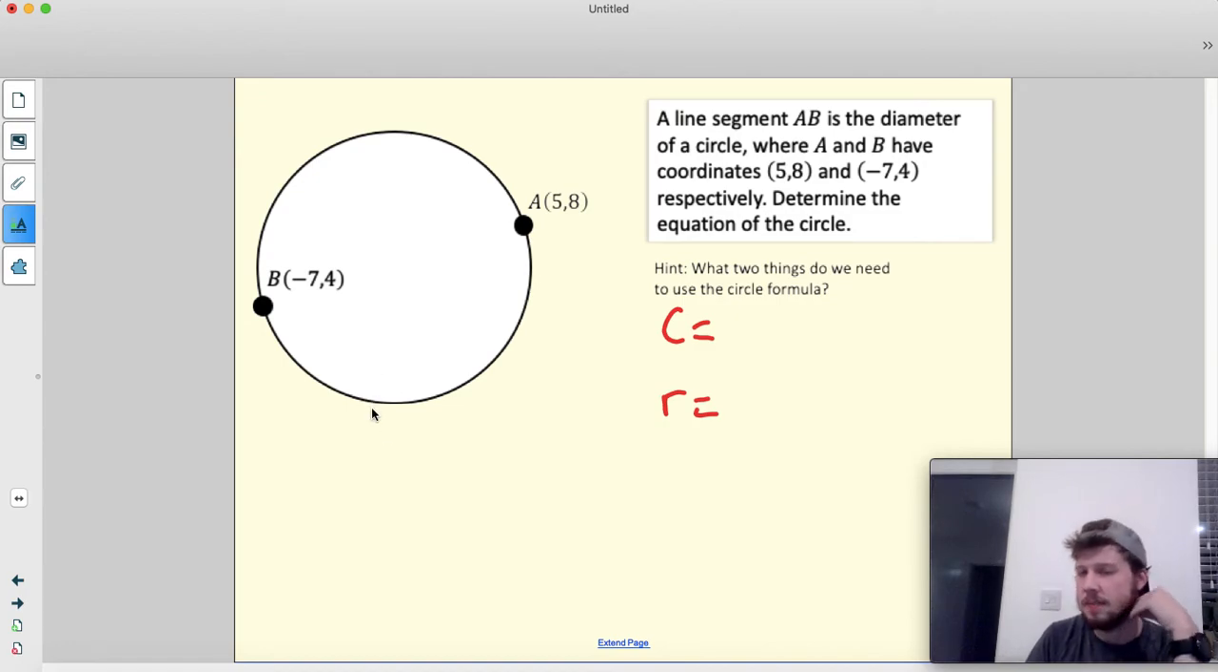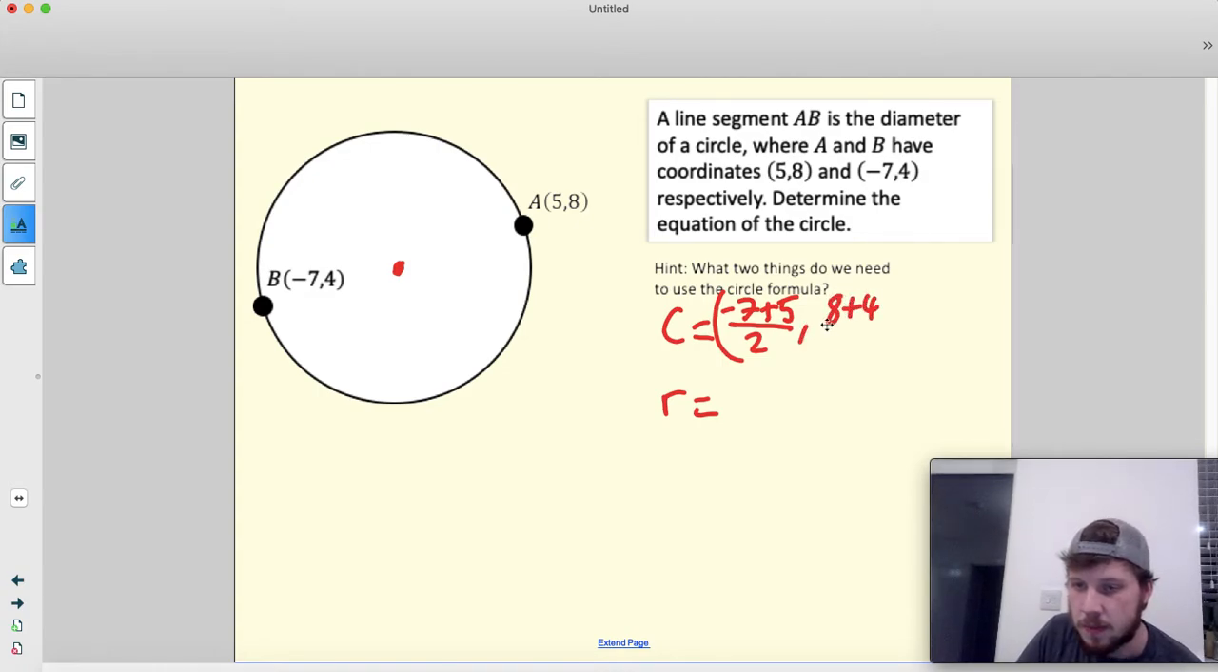So looking at this example, we've got a line segment AB and it's the diameter. Because it's a diameter, we know it goes through the centre. With coordinates 5, 8 and -7, 4 respectively, determine the equation of a circle. Okay, so to get the centre point, hopefully it's self-explanatory that I want the point at the centre of these two values, so I'm going to find the midpoint. Again, I'm going to find the average of the x coordinates and the average of the y coordinates, which would be 8 add 4 over 2. So therefore my midpoint must be -1 and 6.